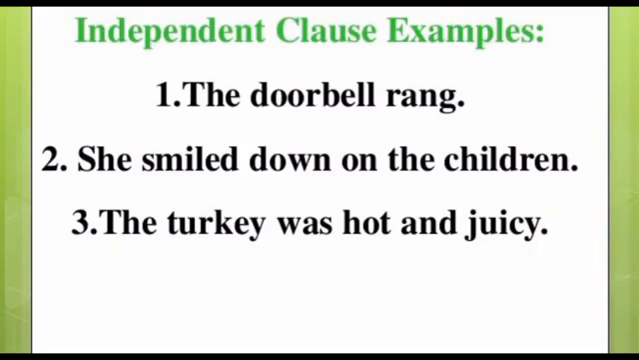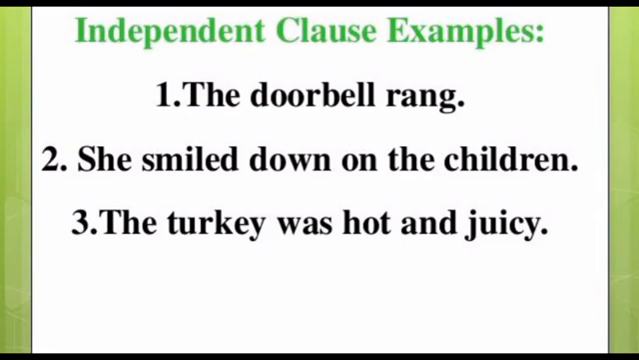Look at the second example, the doorbell rang. This is an independent clause because it has a subject and verb of its own. The doorbell is the subject and rang is the verb. In the third example, she smiled down on the children. There is a subject and a predicate. She is the subject, smiled down on the children is the predicate. The sentence is meaningful in itself because it stands alone.